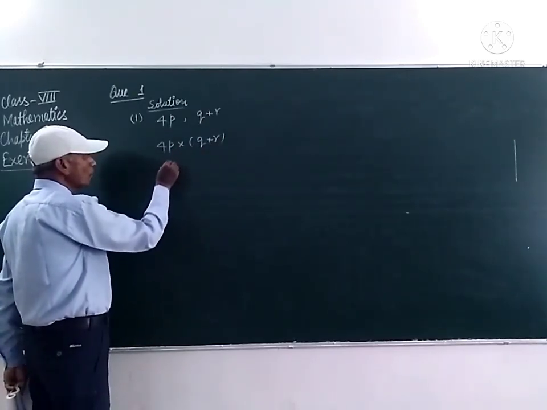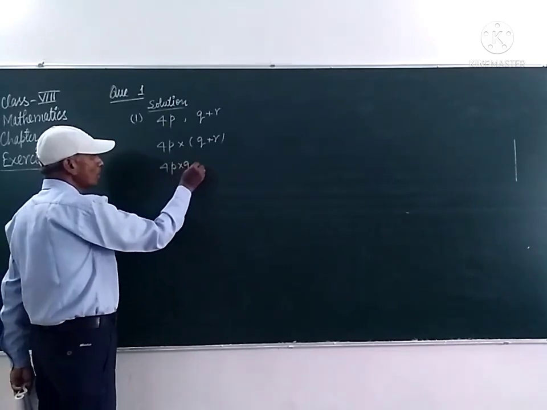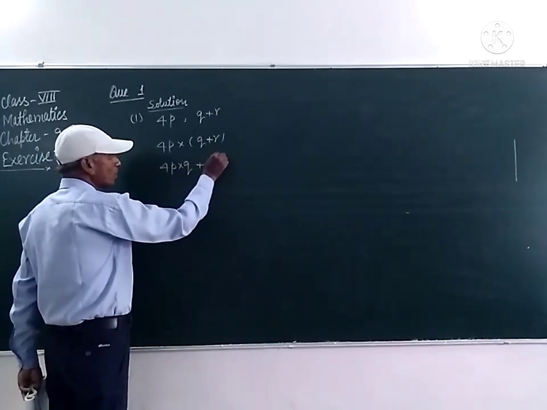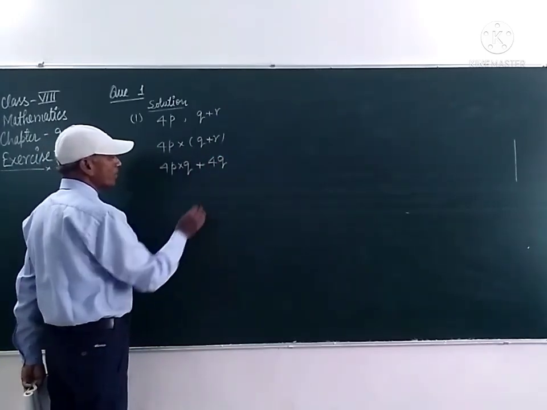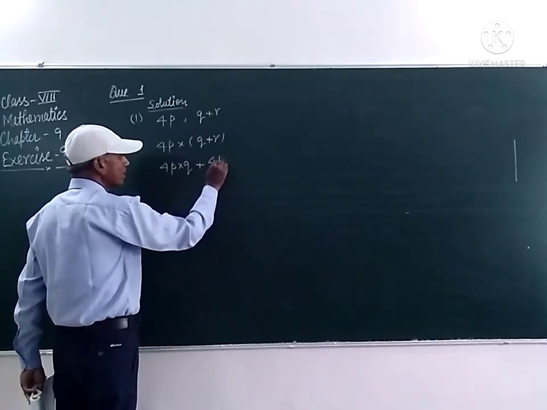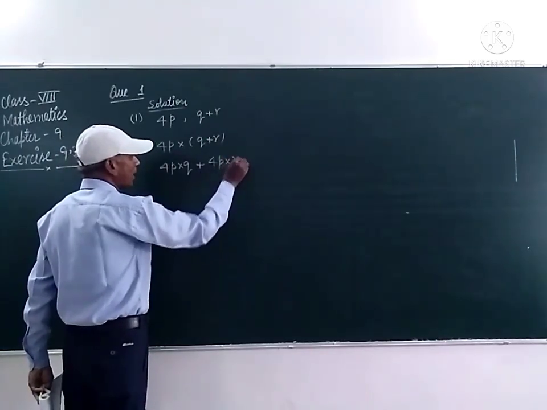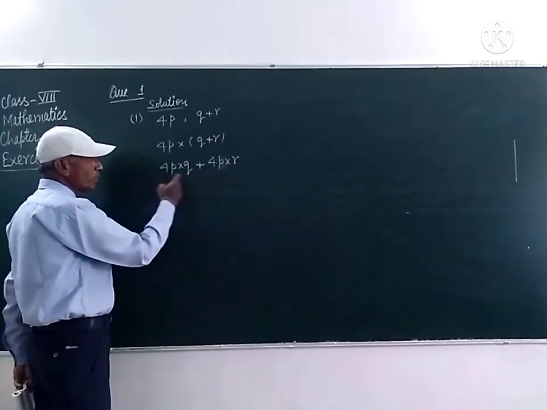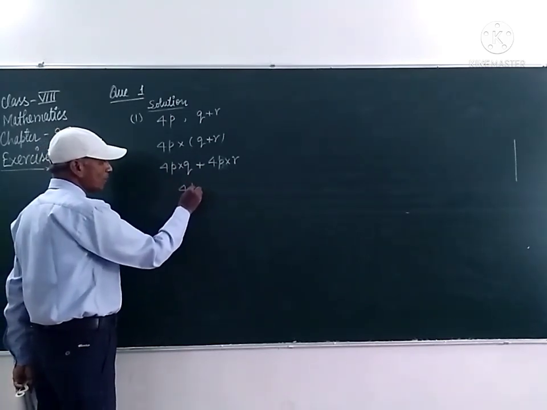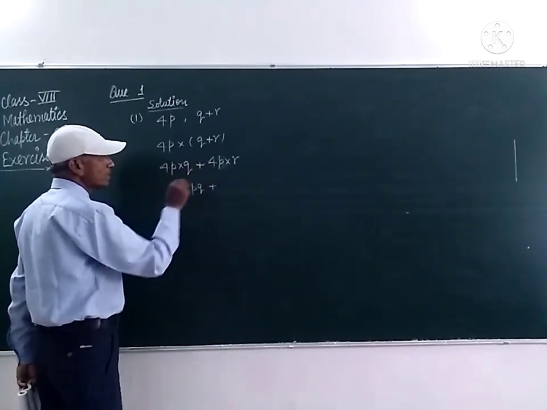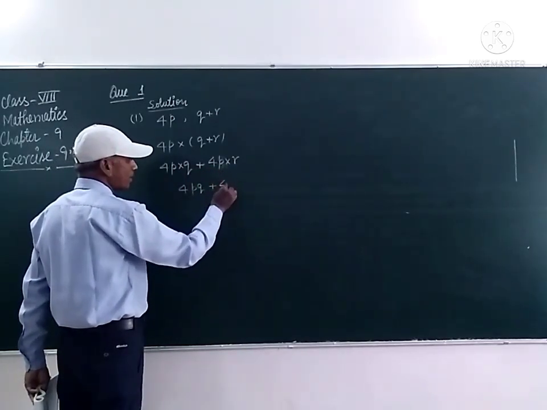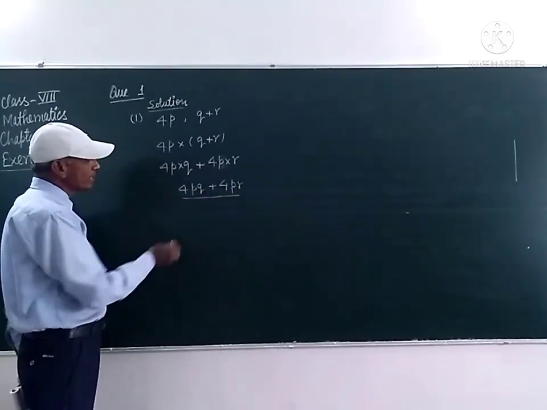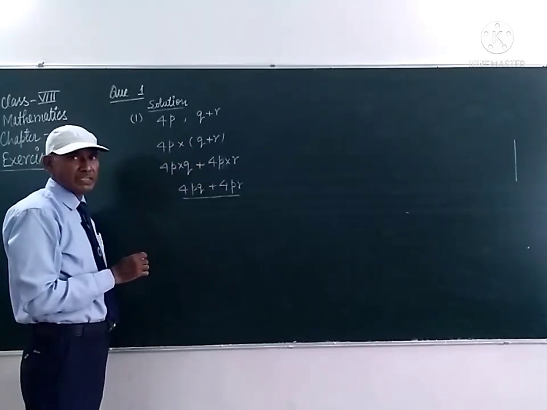So, this is 4p into q plus, because there is a sign of addition, plus 4p into r. Now, students, 4p into q will be 4pq plus this one 4pr. This is the answer, or this is the product of these two algebraic expressions, students.